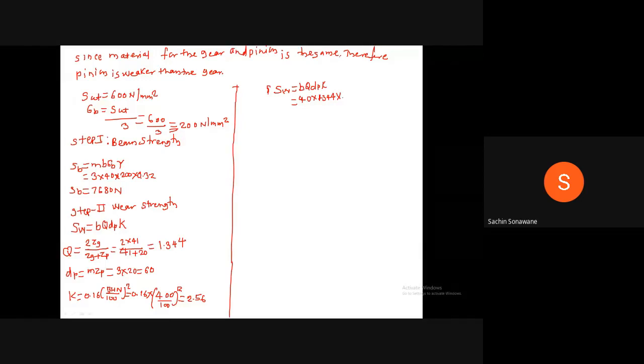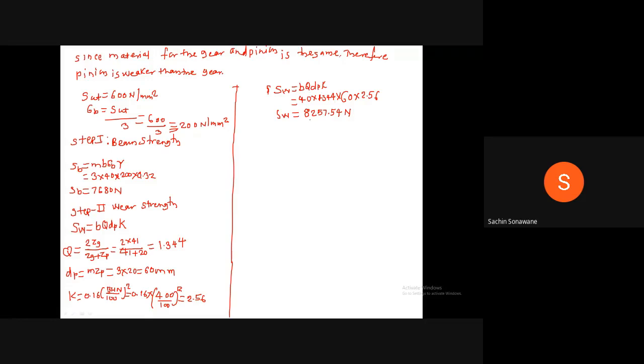What is the value of dp? Write down 60 mm. Unit of pitch circle diameter is mm. So write down 60 into K, 2.56. Calculate the value of SW. Has anyone calculated? 8257.54, yes, correct. 8257.54 Newton. Now, these two values we have calculated.